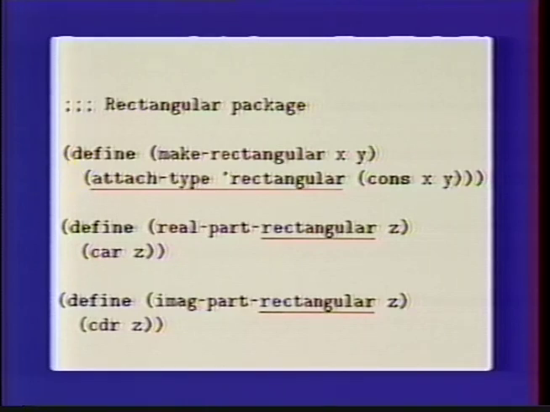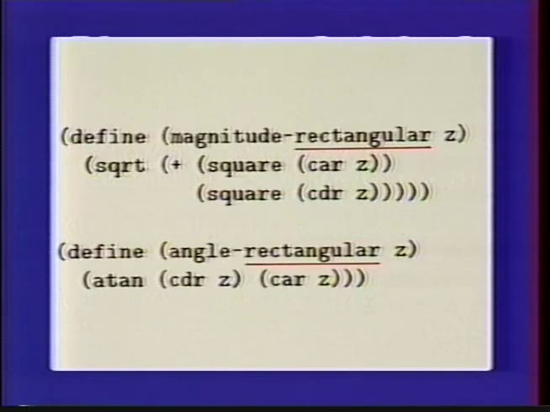Everything else George does is the same, except that George and Martha both have procedures named real part and imaginary part. So to allow them both to exist in the same Lisp environment, George should change the names of his procedures. So he'll say, this is George's real part procedure. It's the real part rectangular procedure, the imaginary part rectangular procedure. And then here's the rest of George's package. He had magnitude and angle, and he just renames them magnitude rectangular and angle rectangular.